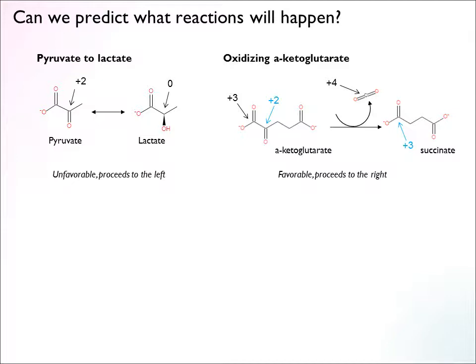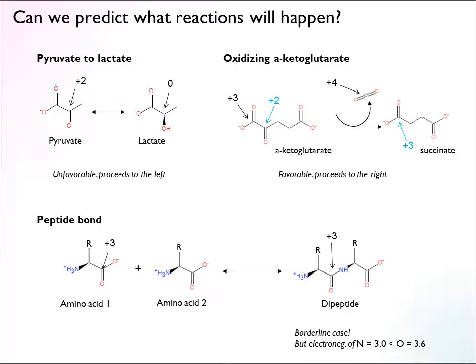But there's also another change, because since we have cleaved off one group, one carbon, this carbon now, which is a keto group in alpha-ketoglutarate, becomes a carboxyl group in succinate, which is this part. So this is favorable and it proceeds to the right. And below here we see another example of the peptide bond.